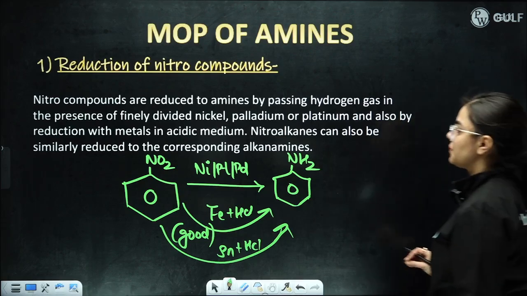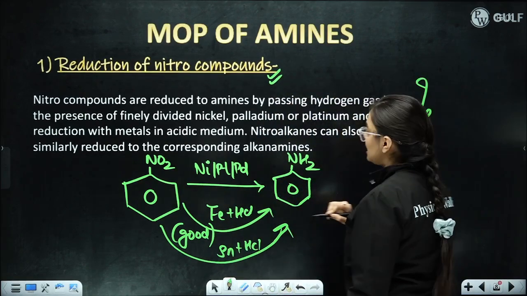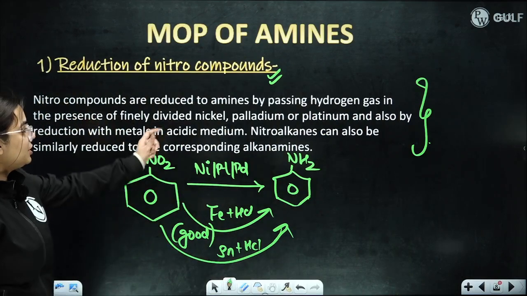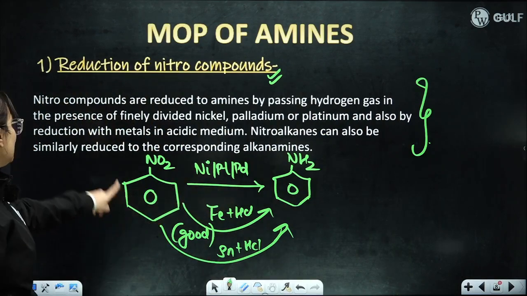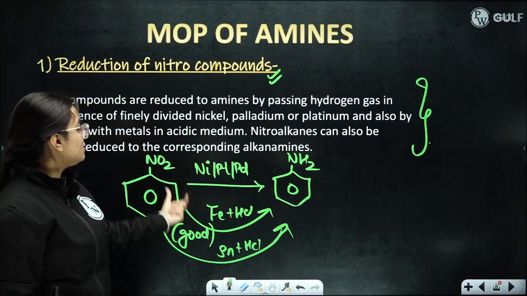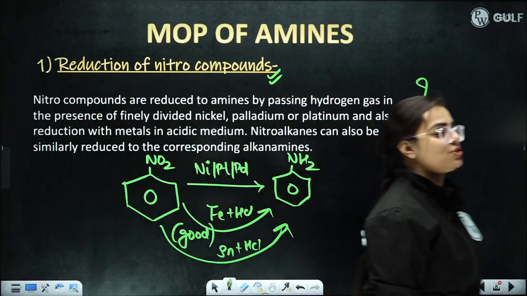Clear? So this is the first method. You can even read out the NCERT highlights that I have mentioned over here. Nitro compounds are reduced to amines by passing hydrogen in the presence of nickel, platinum and palladium, and also by reduction with metals in the acidic medium. I hope the first method of preparation is fine.